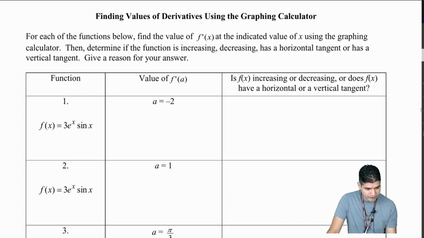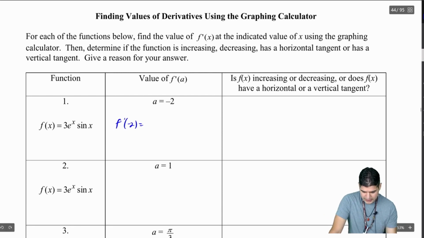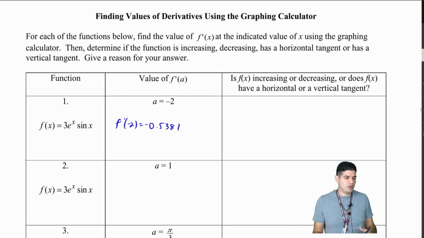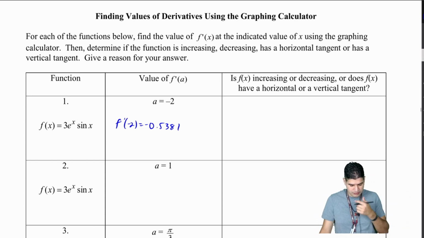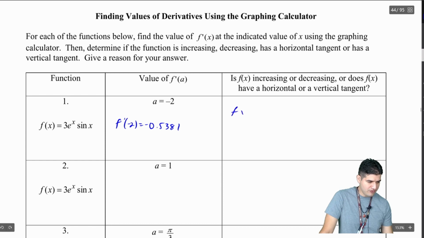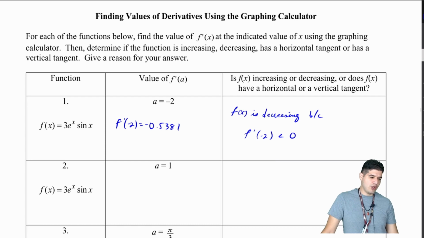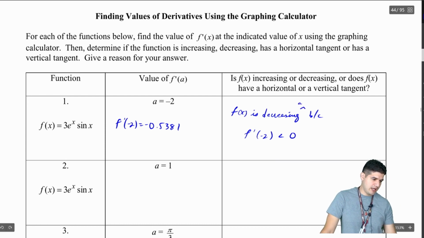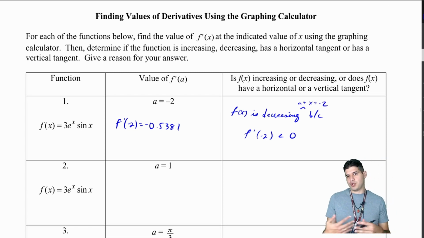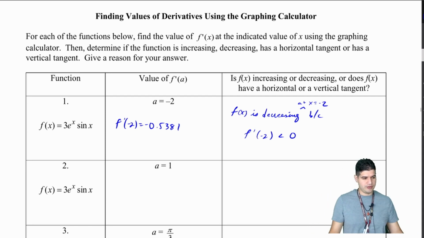So we're going to write that down. F prime of -2 is equal to -0.5381. All right, and what do we want to say? We want to say what's happening to our function f. All right, so we know that f of x is decreasing because f prime of -2 is less than 0. It's negative. So f of x is decreasing. Let's just put in here that at x equals -2, because I do want to be a little bit more specific. It's not just that f is always decreasing, it's decreasing at that specific point. All right, there we go.